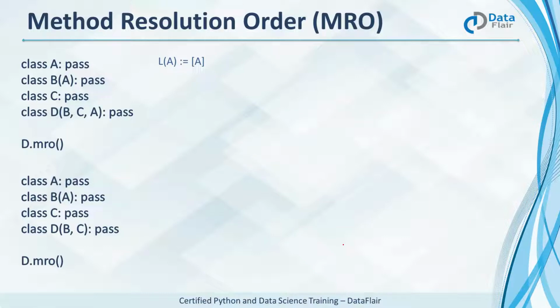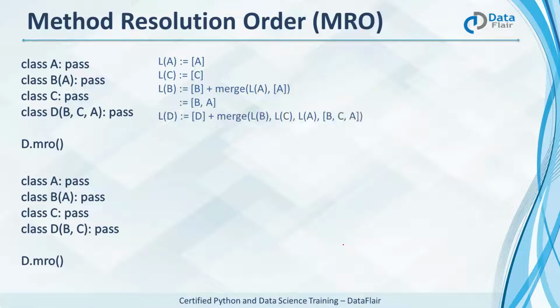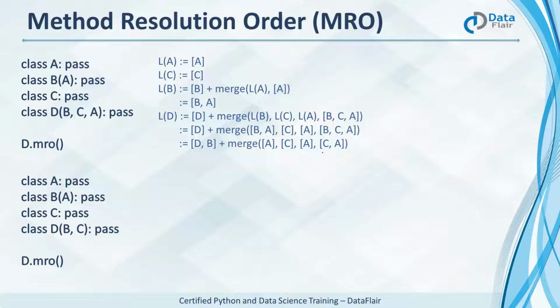Linearization of A is A. For C, it's C. For B, it's B plus merge of linearization of A and the list A. This is the list B and A. For D, it is the list D plus merge of the linearizations of B, C, and A and the list B, C, and A. This is D plus merge of these four lists. B is a good head. Let's take it. A is not a good head as it appears at the end of the last list. But C is a good head. Now A is a good head. So the MRO is D, B, C, A.